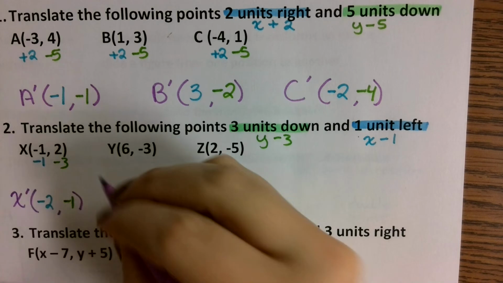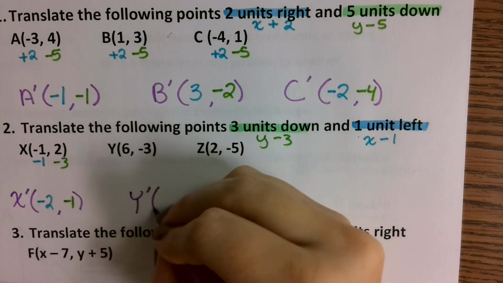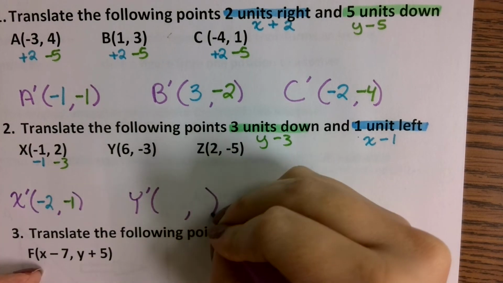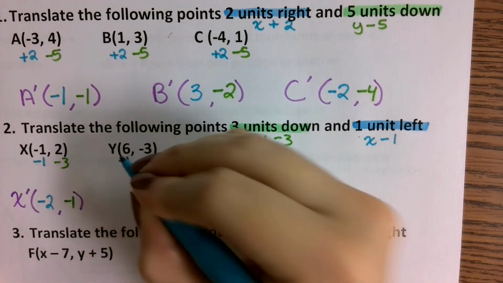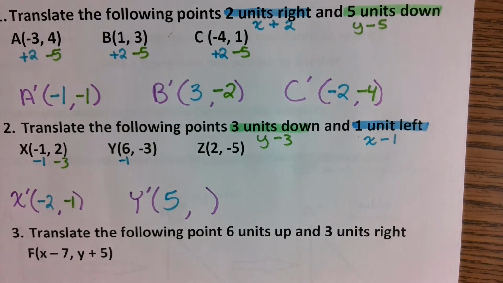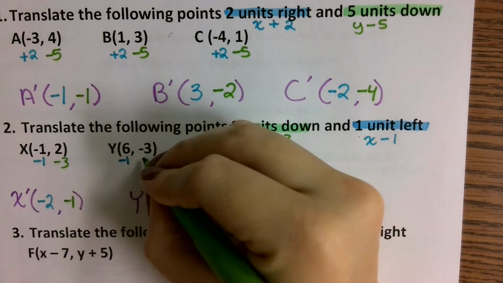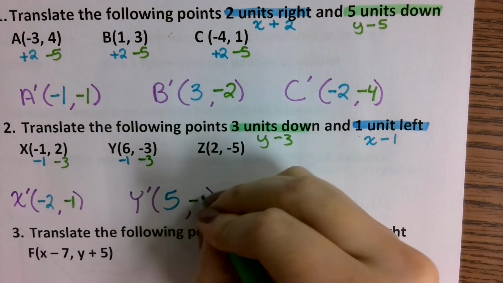Who can tell me what the y prime coordinate is going to be? Trang? 5 and a negative 6. Good. So again, we're going to subtract 1 away from 6. That gives us a positive 5. And then we're going to subtract 3 away from negative 3. That gives us negative 6.